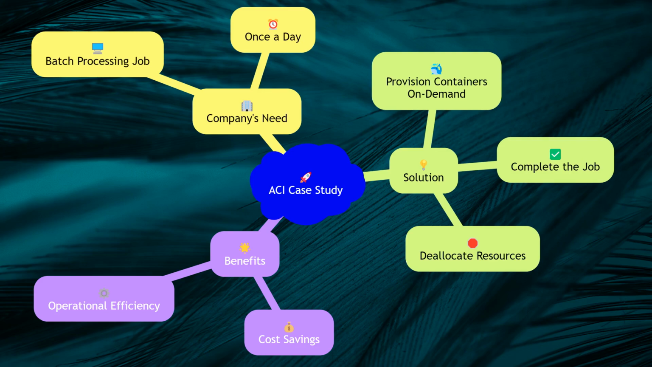To illustrate the practical use of ACI, let's look at a real-world case study. A company needed to run a batch processing job that required significant compute resources, but only ran once a day. By using ACI, they were able to provision containers on demand, complete the job, and then deallocate the resources, resulting in significant cost savings and operational efficiency.